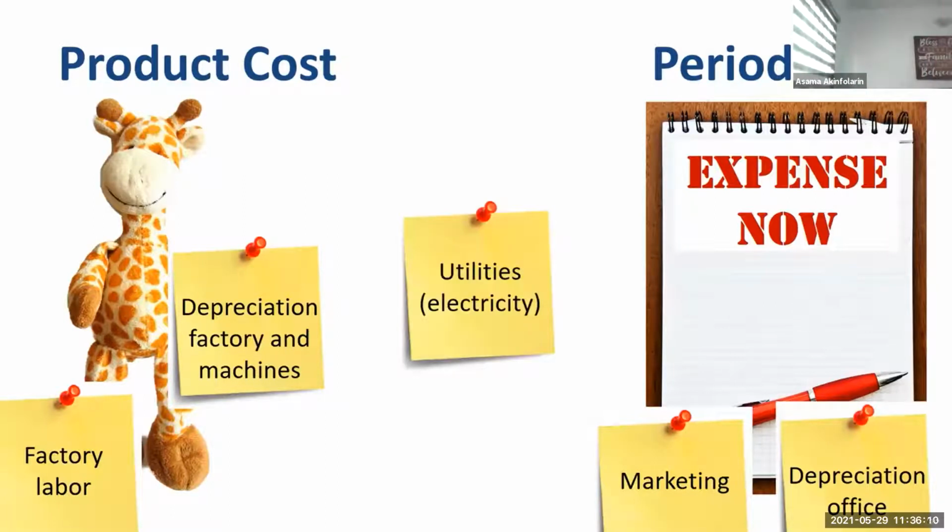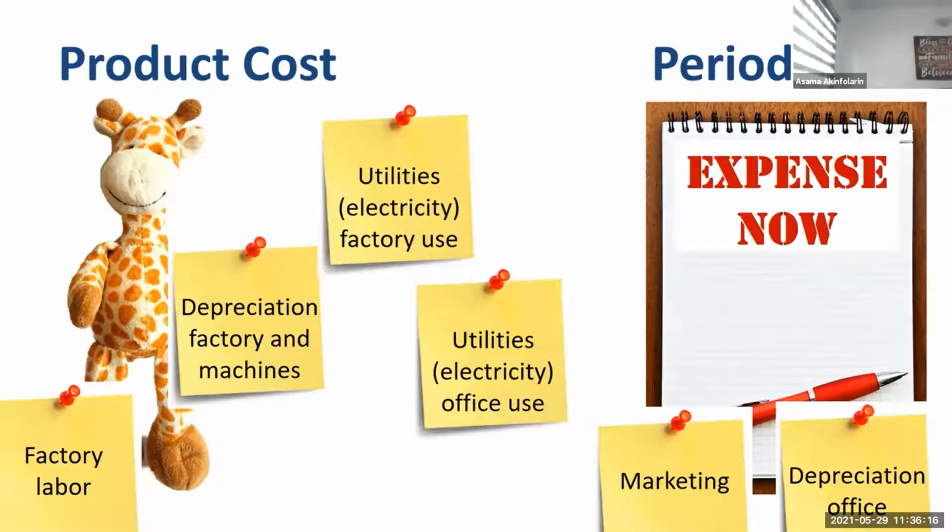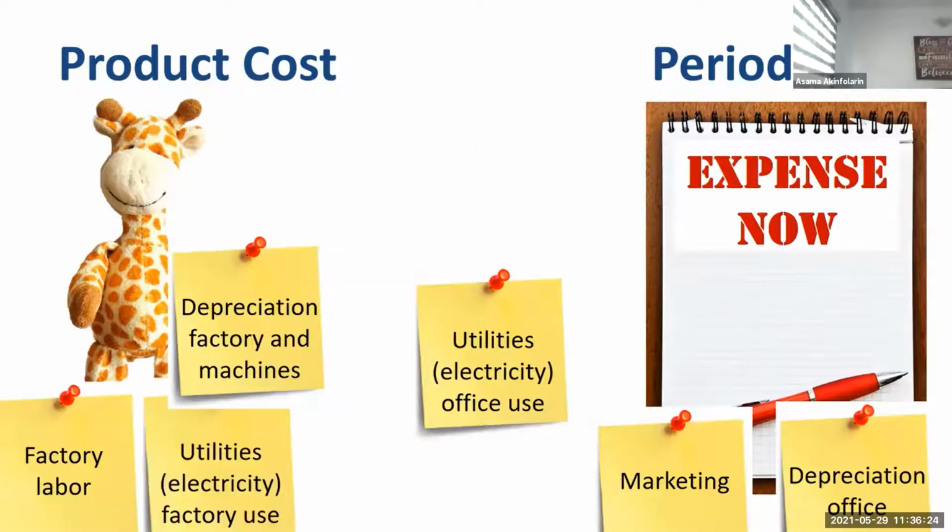Utilities. Electricity, natural gas, water. Just like with depreciation, it depends. If we know how much electricity was used in the factory versus in the office, we can split the total utilities bill. We allocate what was used in the factory to product costs, and we allocate what was used in the office to period costs.